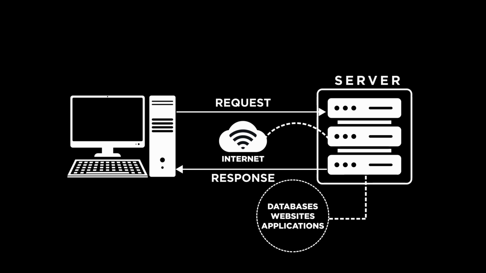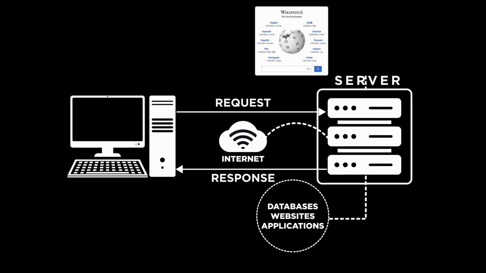For example, wikipedia.com is a website hosted on a server. Now, if you type wikipedia.com in the browser, then your computer will request the server for the website, and the server will give you the website as a response to your request.